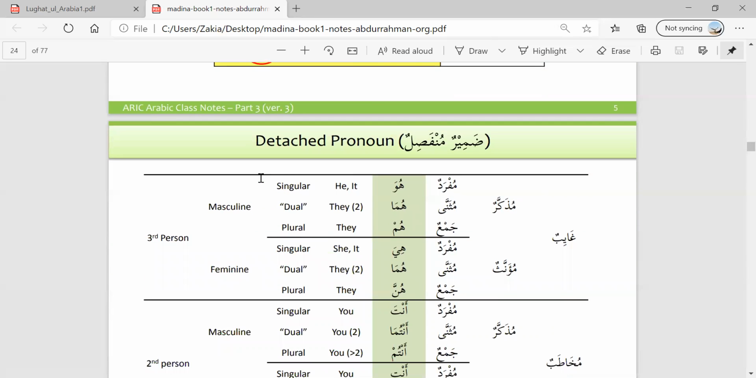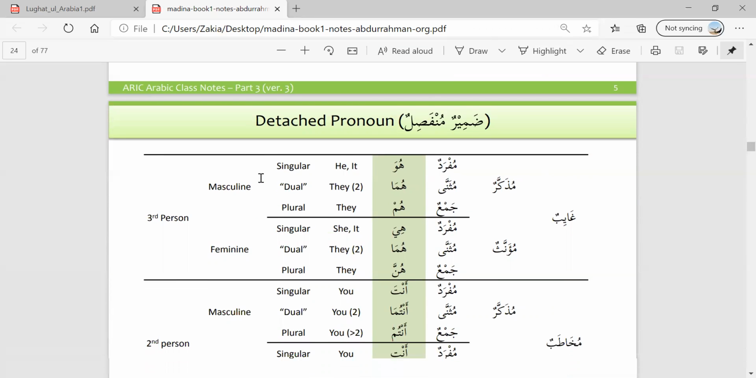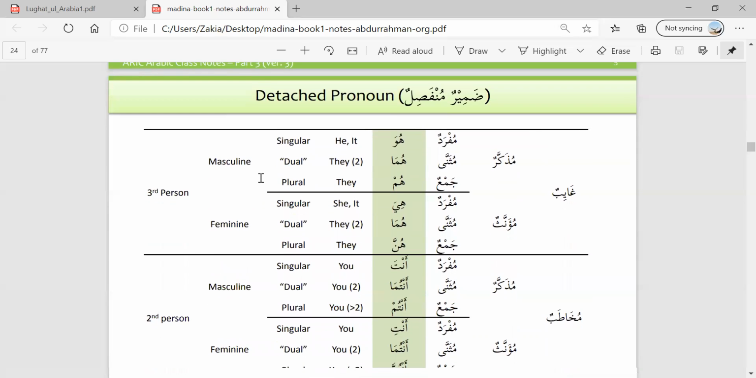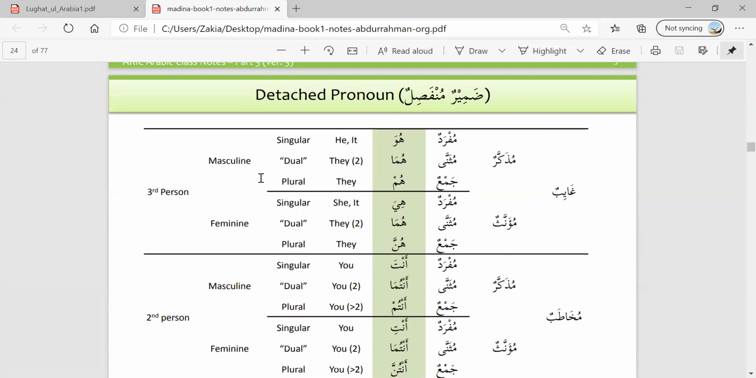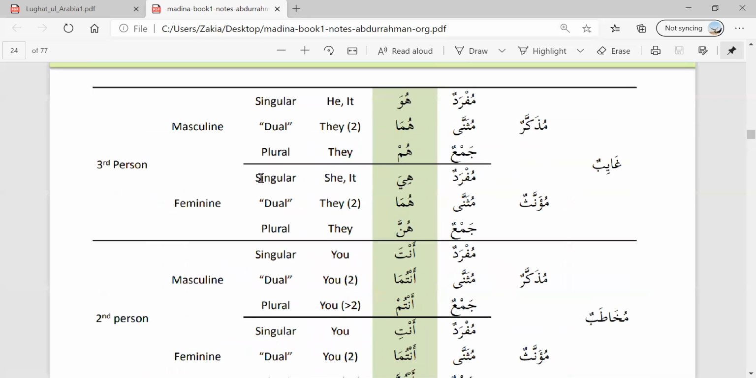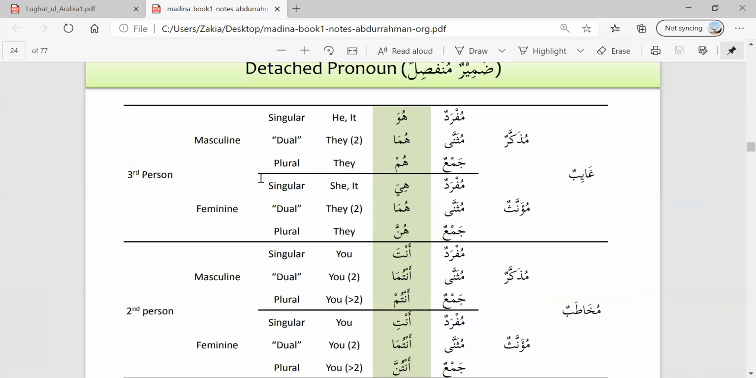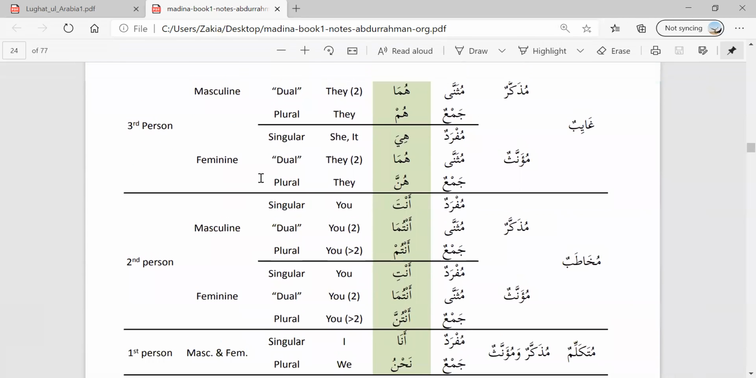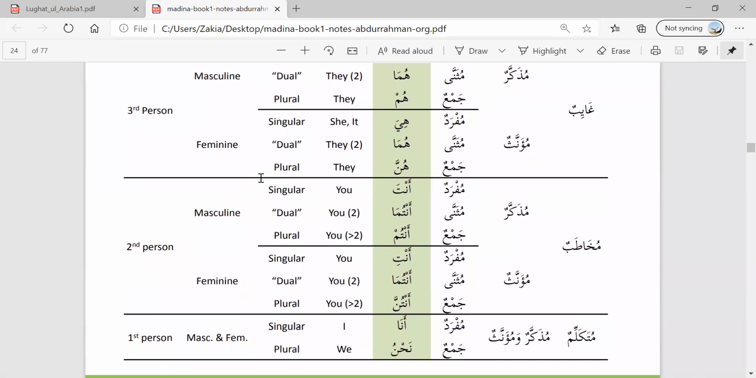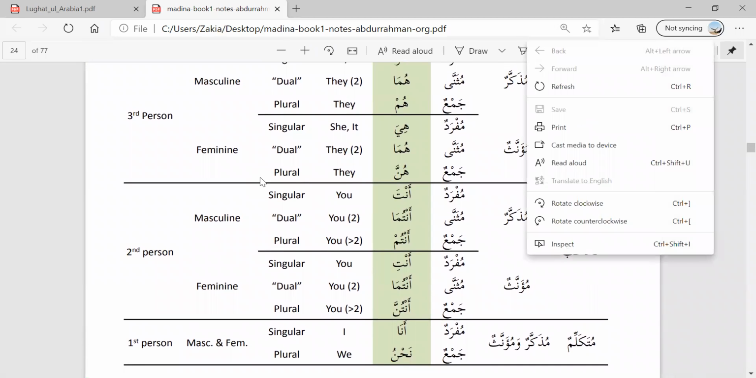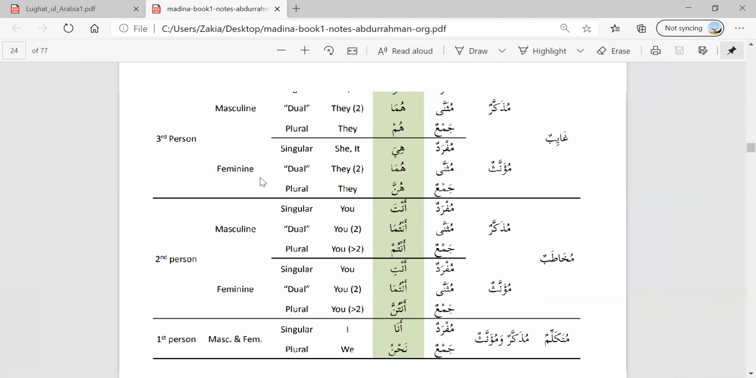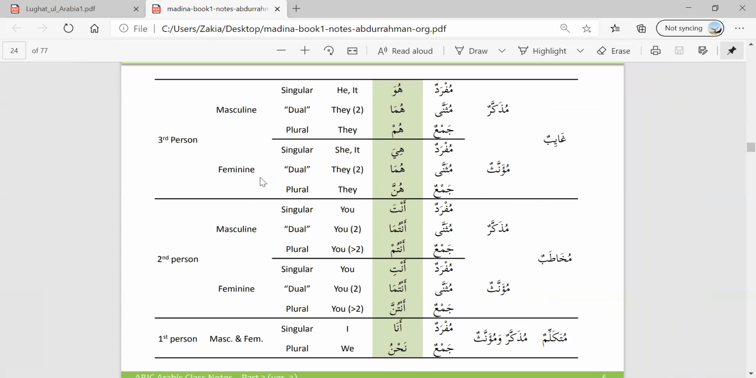You have something called the damir munfasil, and this is called detached pronouns. Detached pronouns are basically those that stand alone, like in English, he, she. This is where there'll be a little bit of confusion if you do not make a table and your own notes. As great as this table is, it's quite important for you to sit down and go through this.